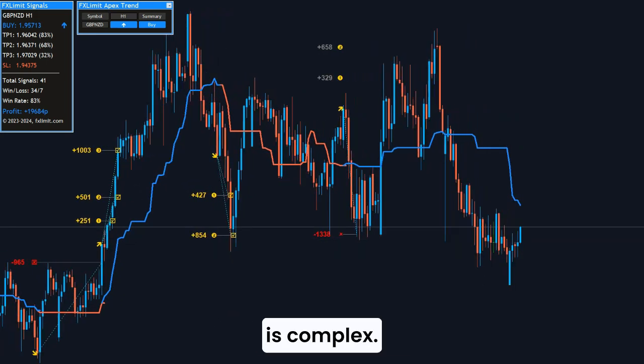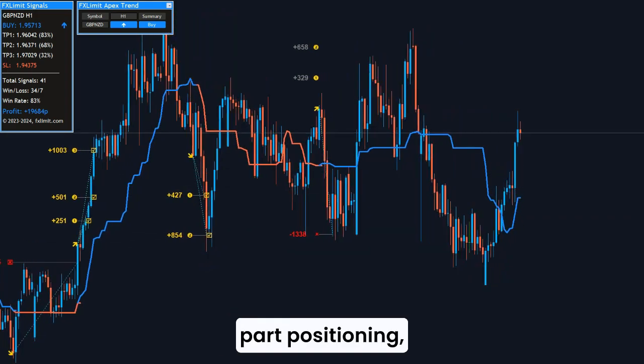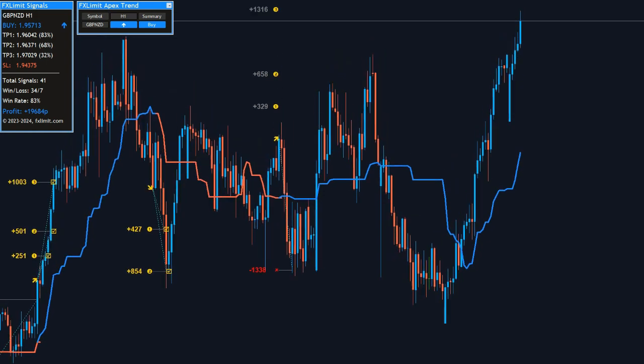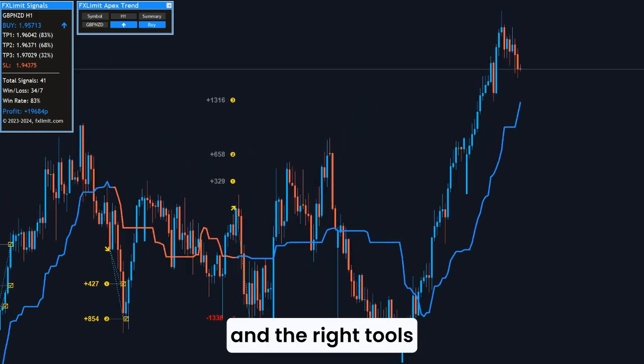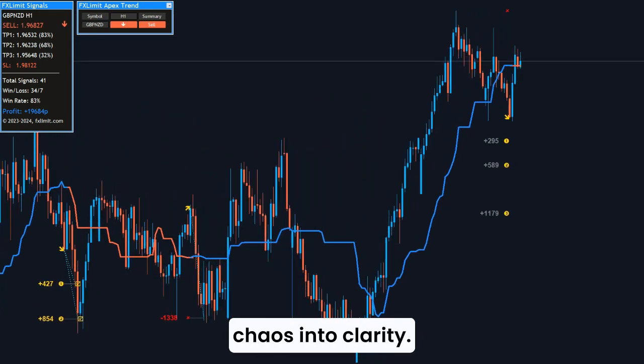Market sentiment is complex. It's part psychology, part positioning, and part pattern recognition. But with the right indicators and the right tools, you can turn that chaos into clarity.